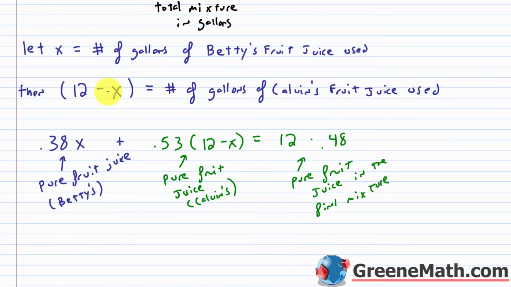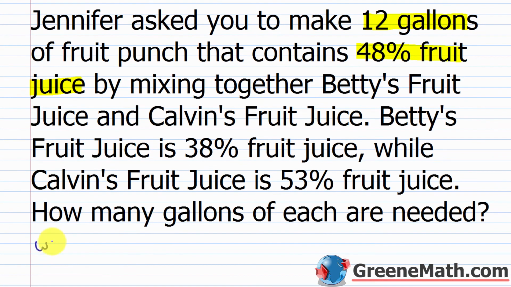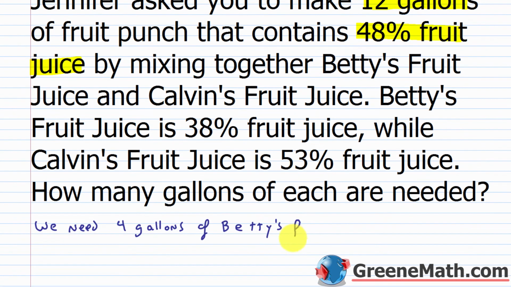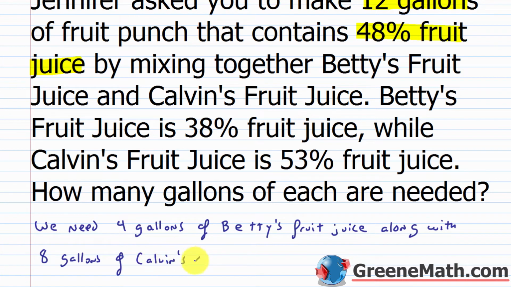Now remember, x was the number of gallons of Betty's fruit juice used. So we're going to use 4 gallons of Betty's fruit juice, and then 12 minus 4, or 8 gallons of Calvin's fruit juice. So we can say we need 4 gallons of Betty's fruit juice along with 8 gallons of Calvin's fruit juice.